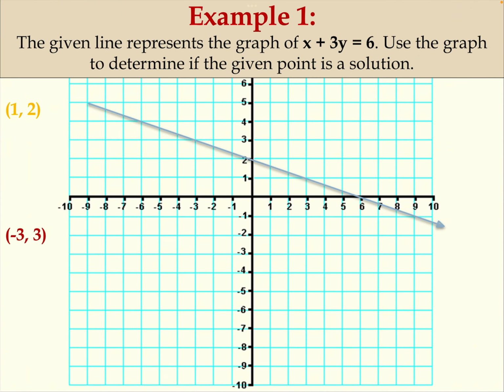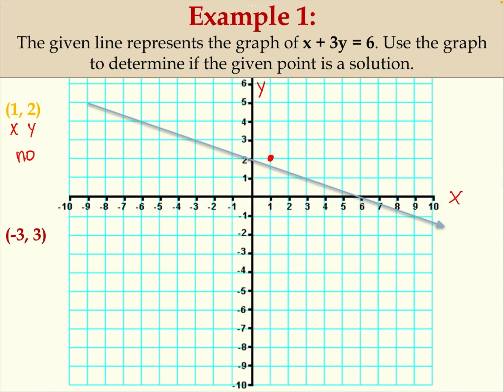So what about a graph? The given line represents the graph of x plus 3y equals 6. So we want to use the graph to determine if either of these points, ordered pairs, is a solution. So the ordered pair (1, 2), if we plot that on a graph, remember x comes first, y is second. So x, we go to the right, our y axis is vertical. So (1, 2), we go right 1, up 2. So there's (1, 2), that is above our graph. So that is not a solution because it's not on the line.